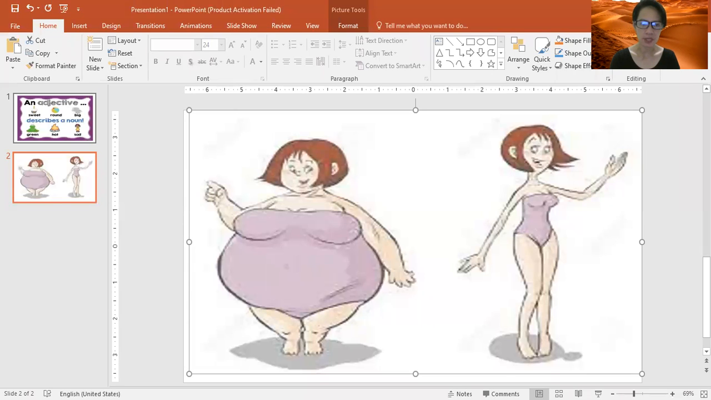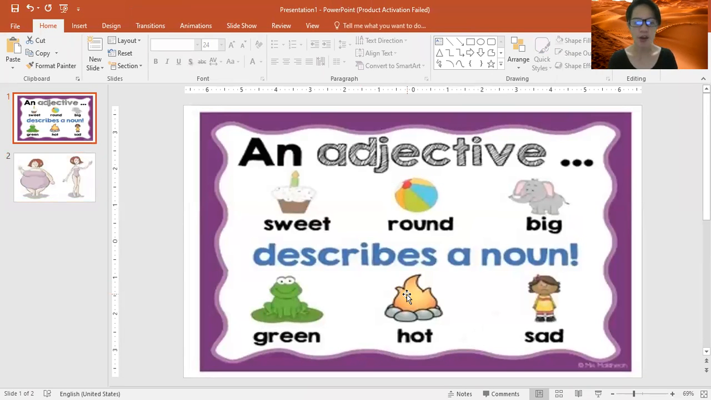I'm going to share you this one. Okay. All right. Okay, this one first. Okay, so we have there an example of an adjective. So we have here an adjective describes a noun. An adjective describes a noun. What are the nouns? We have the animals, we have the things, we have person and places as well. Okay, so we have here some example of things, animals and person.